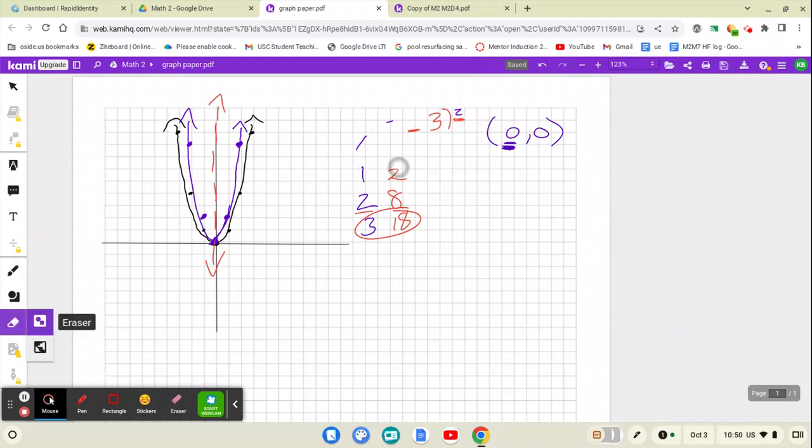So I'm going to erase this because we're going to need this space later. Oops, it doesn't like to erase very easily. Slowly but surely. There we go.